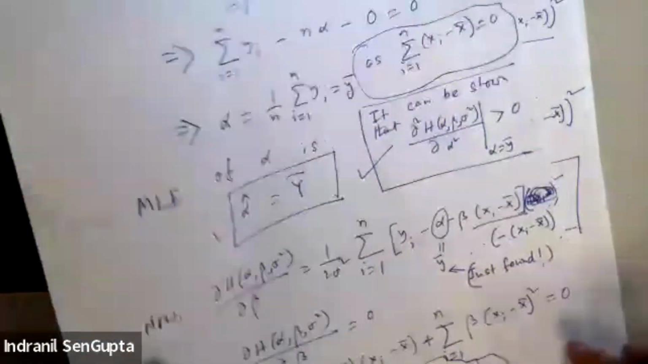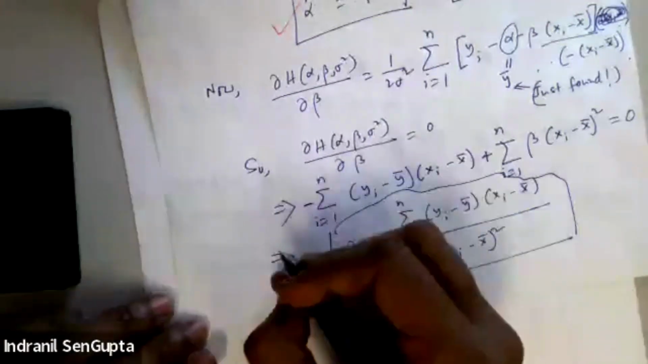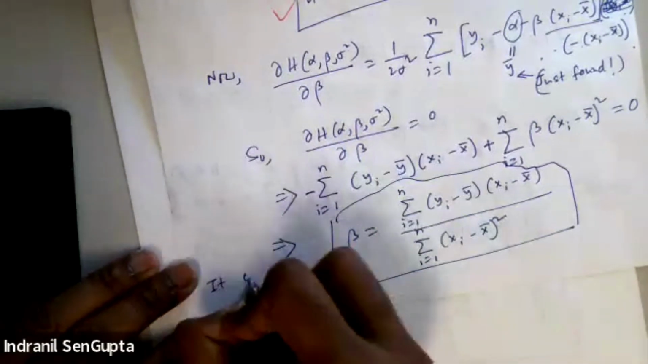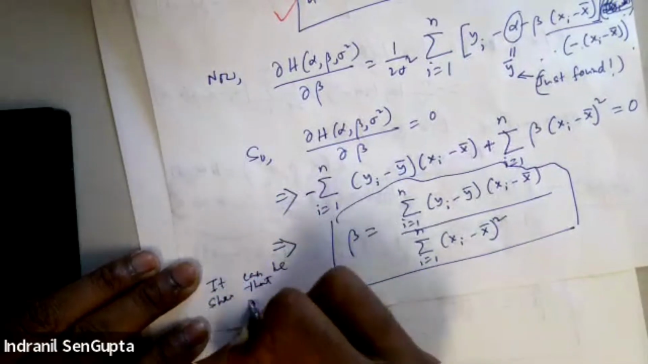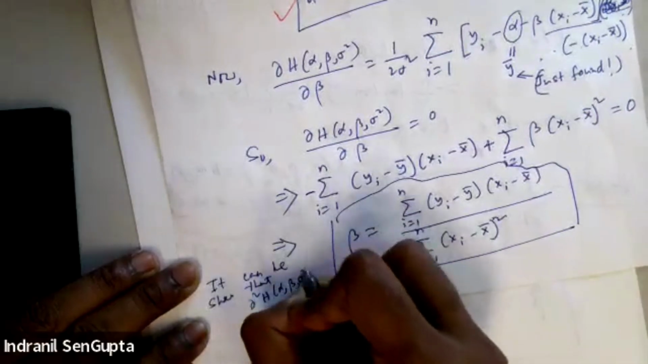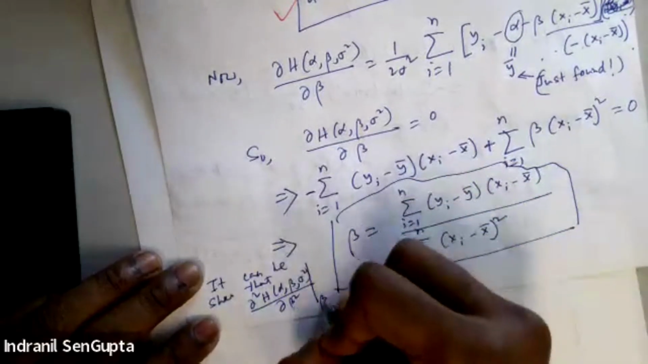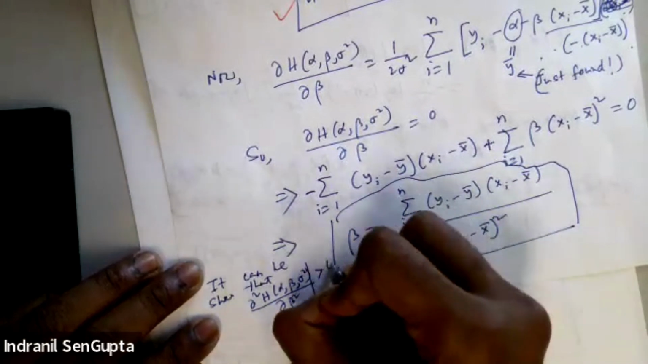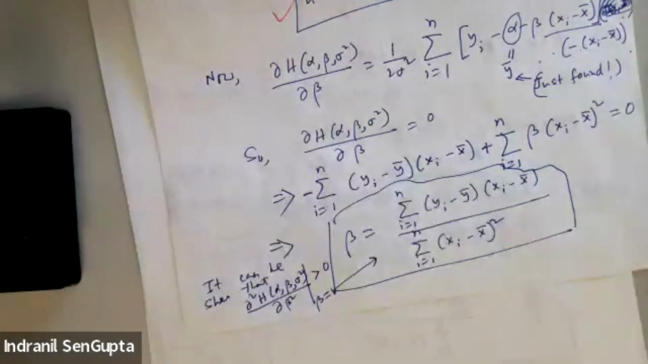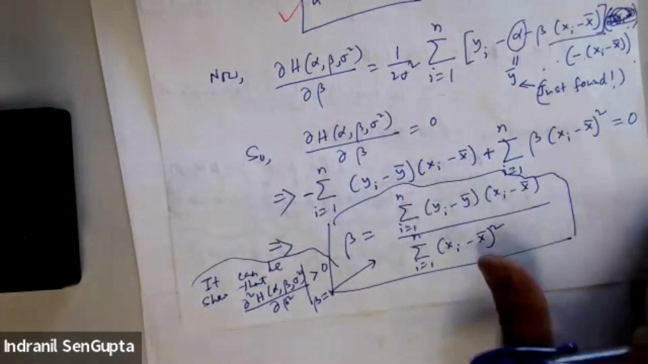For example, I think I wrote it once, and here also you can show that it can be shown that the second derivative of H with respect to beta, at this value of beta, is positive. So it's a minimizer. Remember that H minimizer means L maximizer, and therefore we're done.